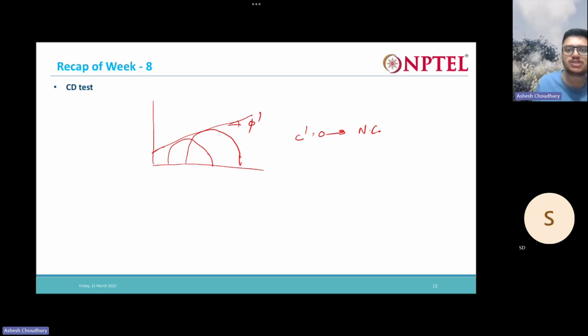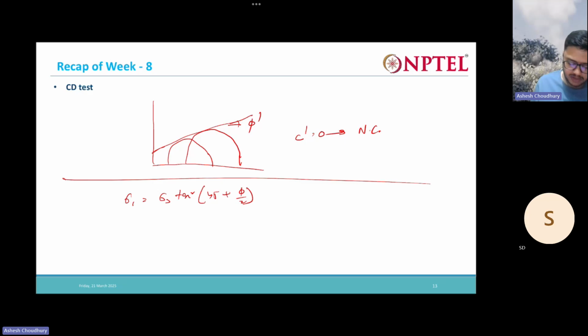Now I spoke about the unconfined compressive strength test. In the unconfined compressive strength test, there is no confining stress. Directly we are shearing the sample, just applying the axial load on the sample. So this part is not there.